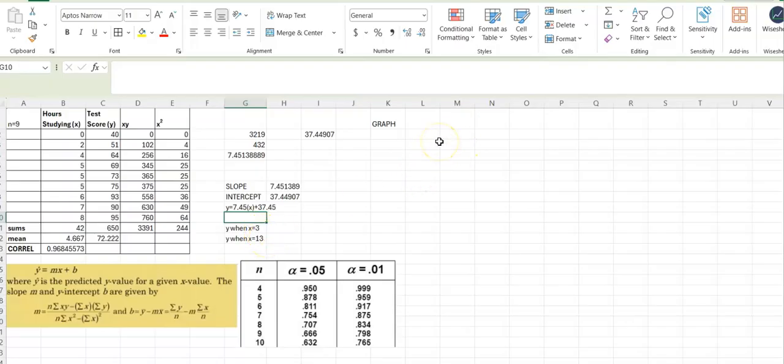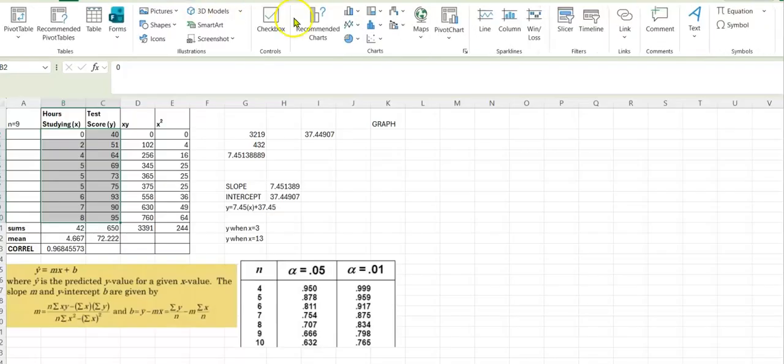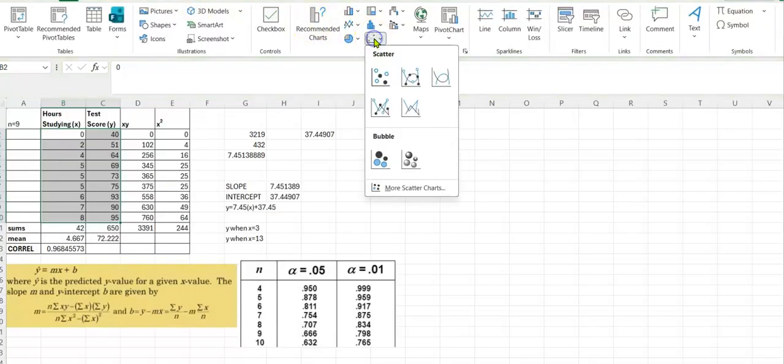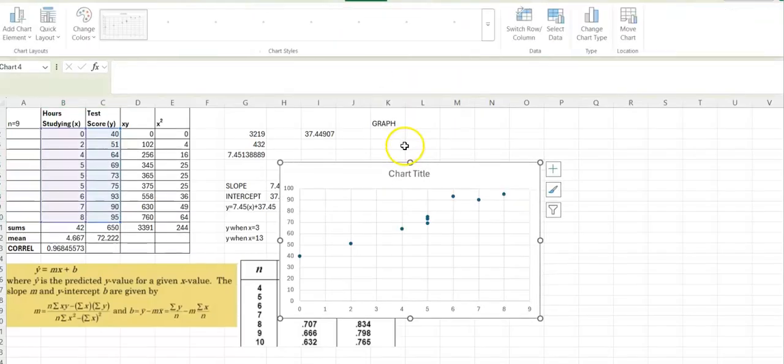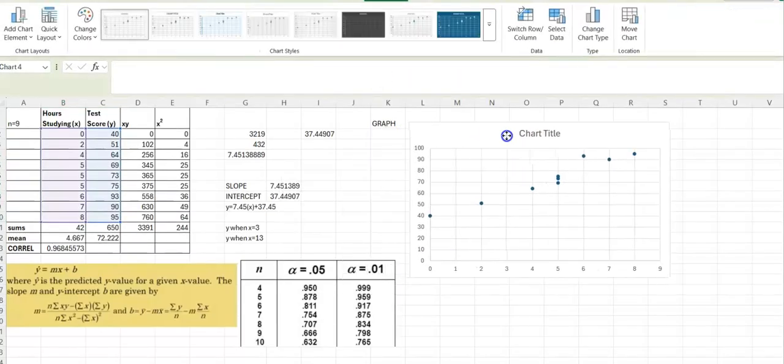I wanted to graph this. I forgot to do that. So we are going to highlight our x's and our y's. And I'm saying insert up here. I'm going to click on something that looks like a scatter plot. And there is my graph.